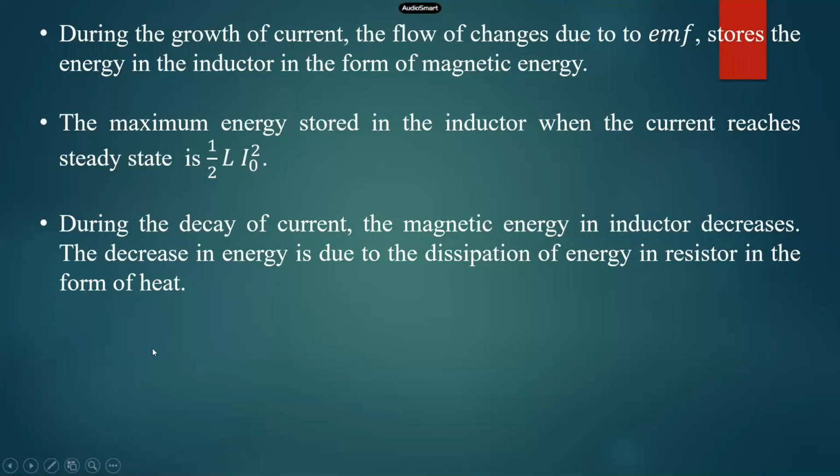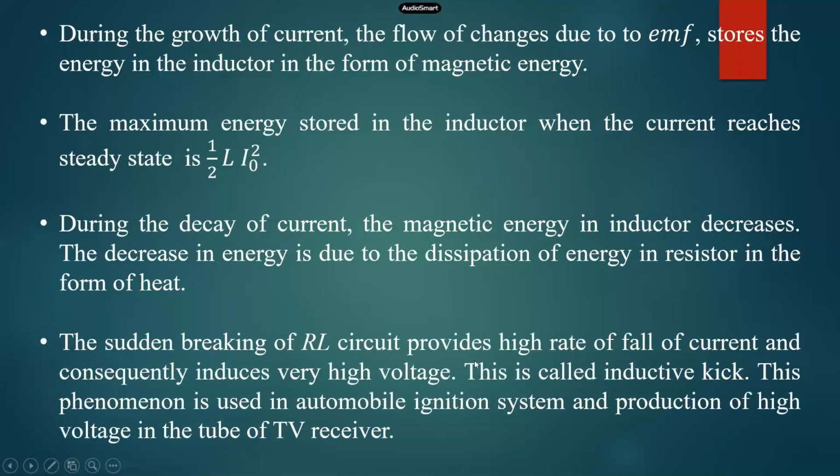The sudden breaking of the RL circuit provides a high rate of fall of current. Suppose you disconnect the battery suddenly, it gives you a high rate of fall of current. There will be a sudden fall of current, and consequently it induces a very high voltage. Okay, the electromagnetic induction process will take place, and that will create a very high induced voltage, and this process is called inductive kick. This is called inductive kick, where high voltage is produced because of the sudden disconnection of the battery in the series RL circuit.